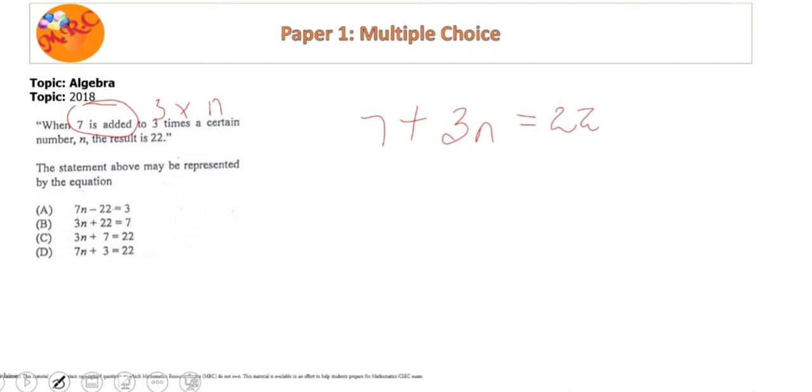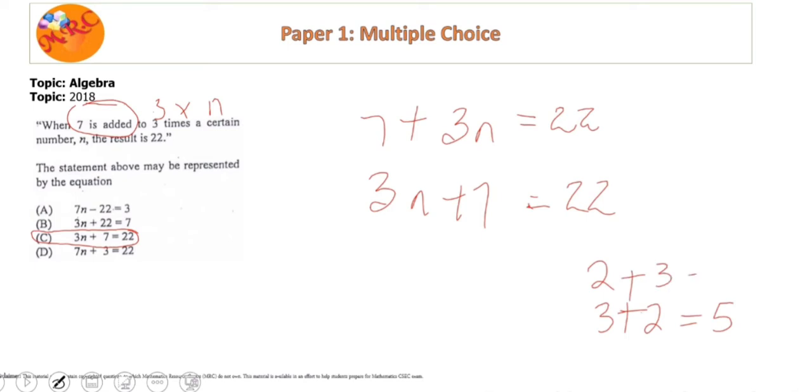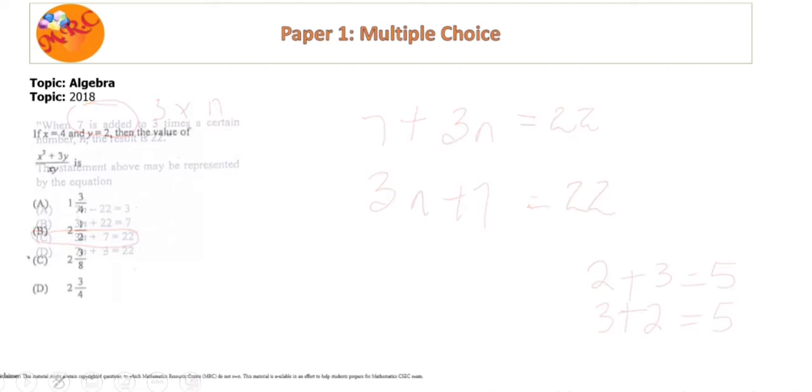I'm not seeing that answer. Wait a minute. I'm not seeing 7 plus 3n equals 22, but what if I'm seeing 3n plus 7 equals 22? Is that the same thing? Yes, it is. So my answer is indeed C. How is that the same? Well, 3 plus 2 gives 5, and 2 plus 3 also gives 5. So it doesn't matter the order. It's addition. It's going to be the same answer.